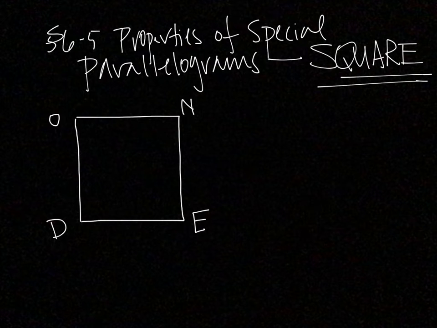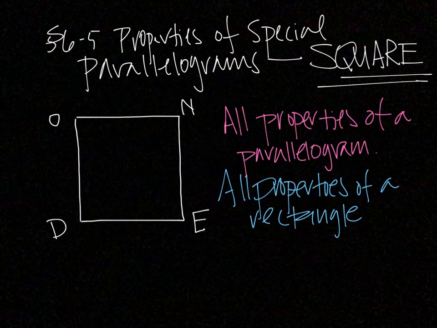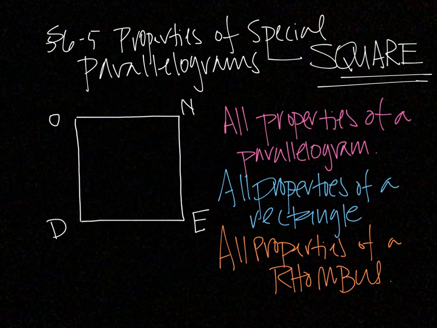So let's list some of those. We start off with the same thing that we started off with before. All of the properties of a parallelogram happen. Then we also get all of the properties of a rectangle and all of the properties of a rhombus. And then the last super cool thing is that the diagonals actually create 4 congruent right isosceles triangles.